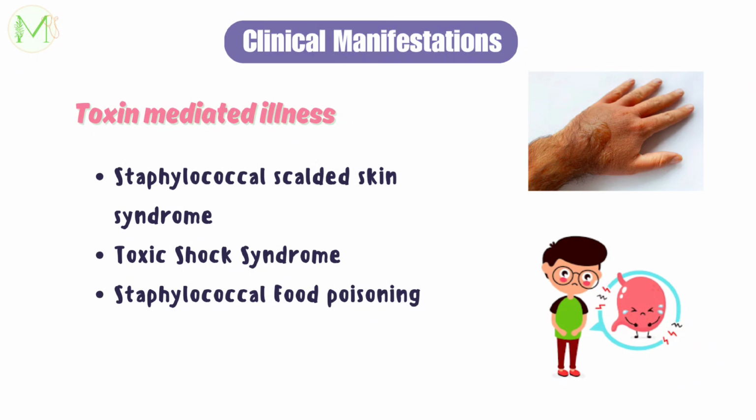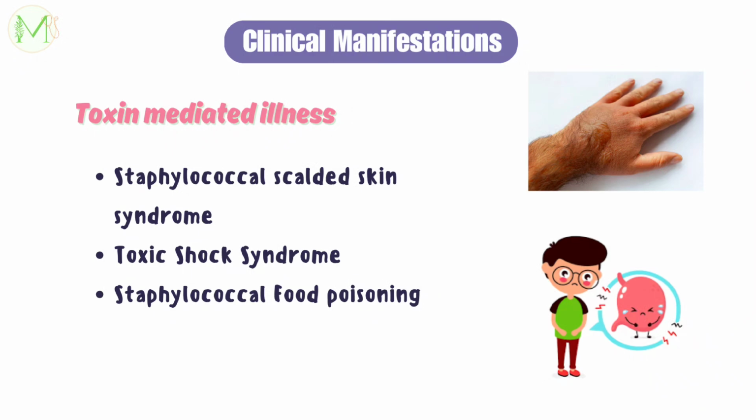The mucous membranes are usually spared, and this syndrome in newborns in its severe stage is called Ritter syndrome, which is characterized by fever, lethargy, and irritability with poor feeding. The milder forms would be pemphigus neonatorum and bullous impetigo.